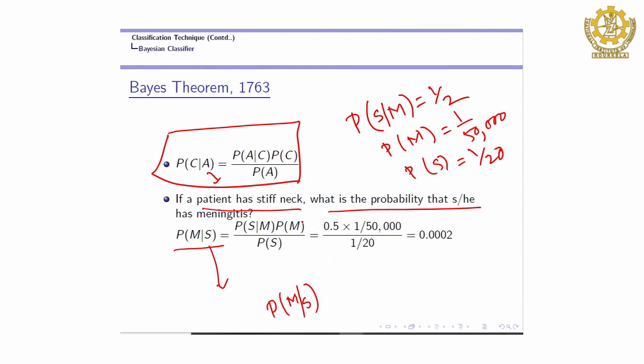Therefore, you can directly use the Bayesian formula here. You know all these variables: the prior probability of having meningitis, the prior probability of a stiff neck, and the conditional probability of a stiff neck when one has meningitis. Then you get the probability of meningitis when someone is having a stiff neck. So, this is the Bayesian rule.